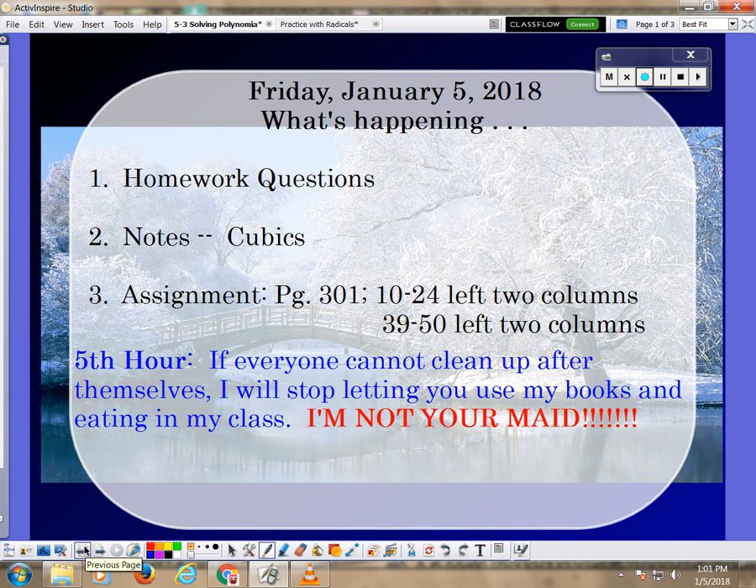So if we go back, your homework is the 2 left columns in the section 10 through 24 and the 2 left columns in the section 39 to 50. So you're not doing the right column in either one of those sections.